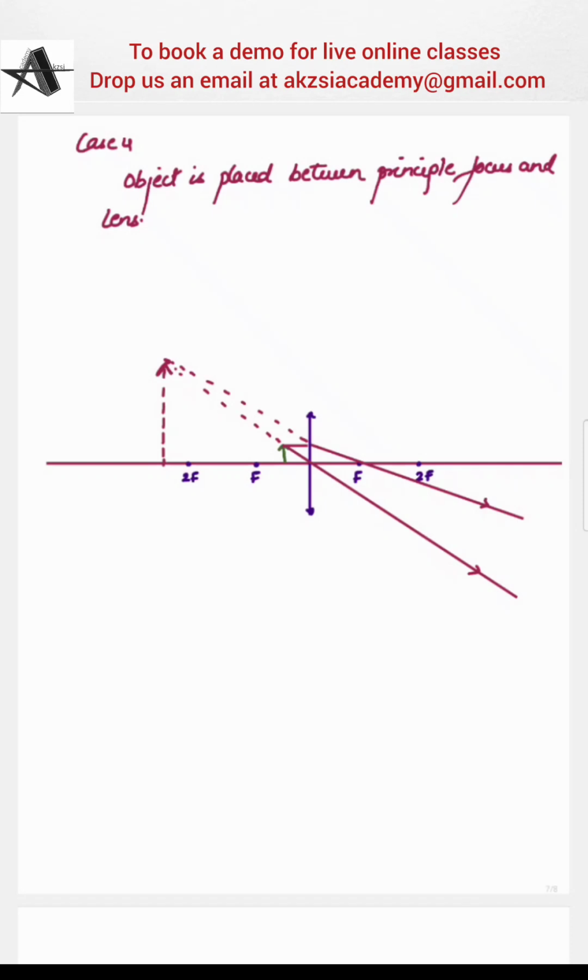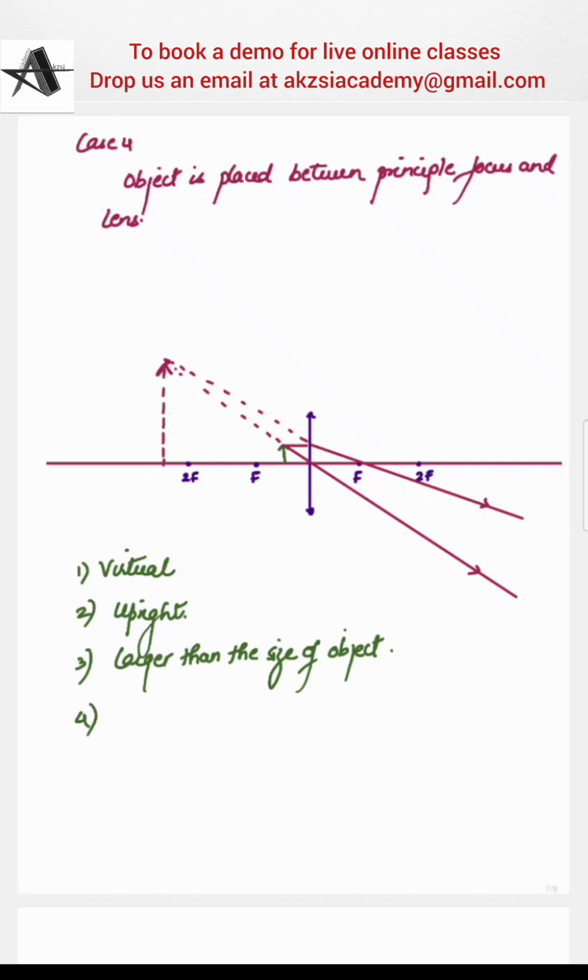This is way more important. First is virtual, because it's not inverted, it's upright. It's definitely larger than the size of the object. And fourth one is it's formed on the same side of the lens. Next is diverging lens. Because it's a diverging lens, we are making this symbol.